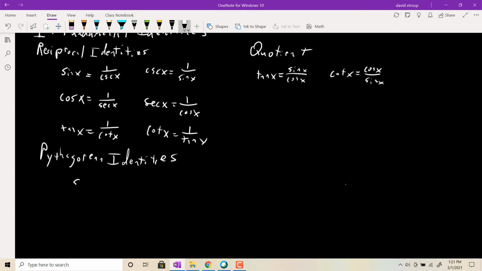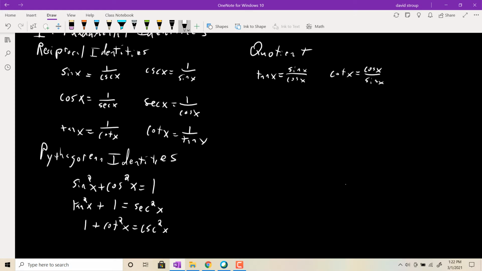So the Pythagorean identities start with sine squared x plus cosine squared x is equal to 1. And then if you divide everything by cosine squared x, you get 1 plus tan squared x, right? Sine over cosine. Cosine squared over cosine squared is just 1. And then 1 over cosine gives you secant squared x. Then if you divide the original sine squared plus cosine squared equals 1 by sine squared, you end up with 1 plus cotan squared x equals cosecant squared x.